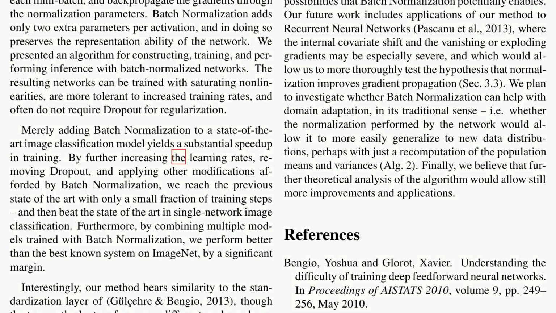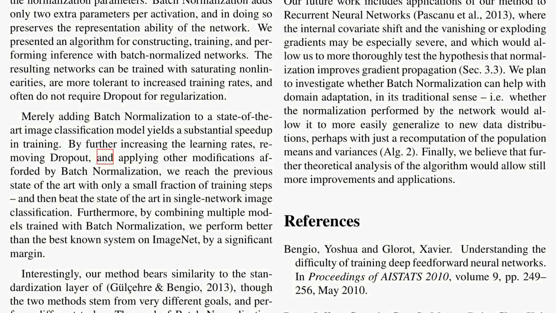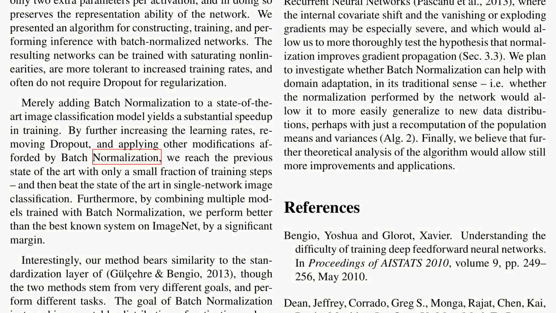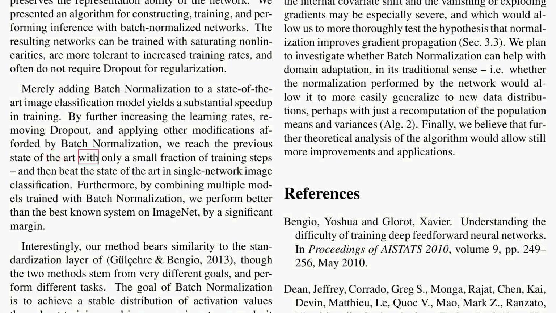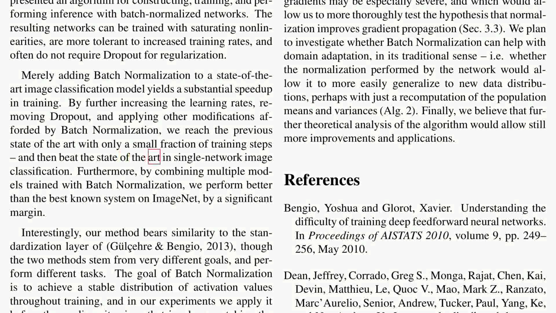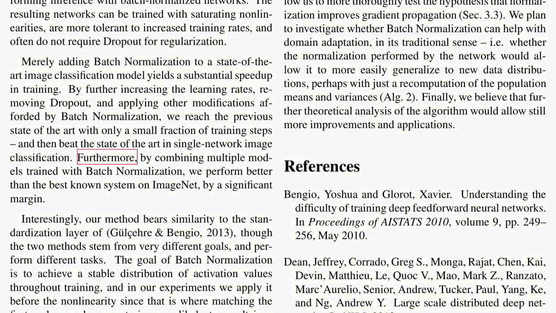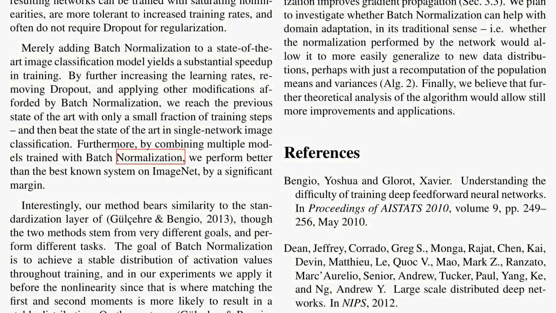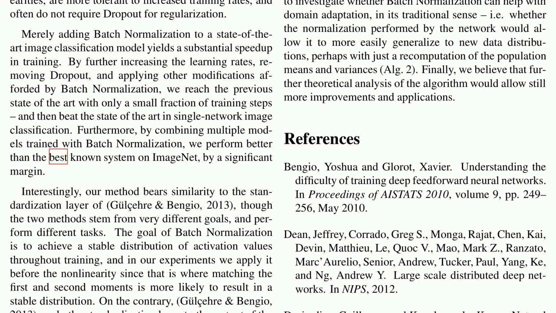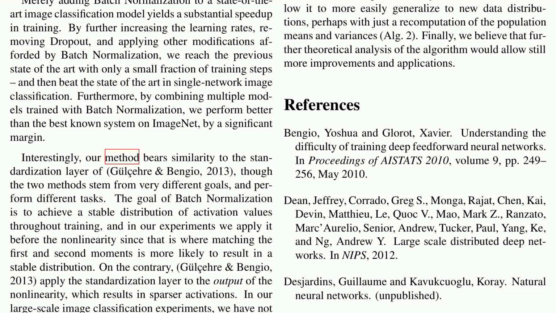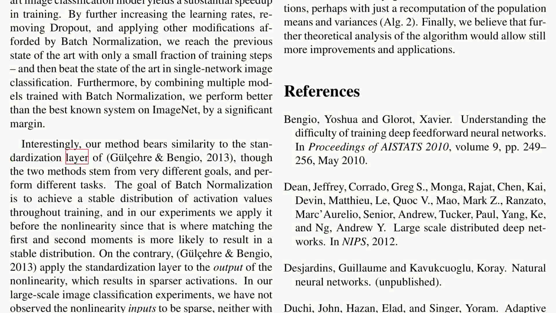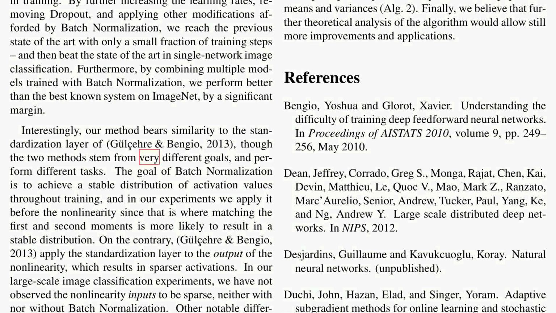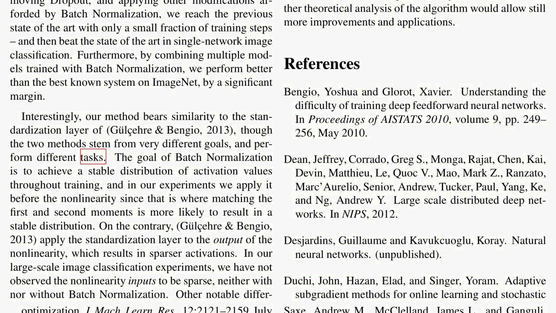By further increasing the learning rates, removing dropout, and applying other modifications afforded by batch normalization, we reach the previous state-of-the-art with only a small fraction of training steps, and then beat the state-of-the-art in single network image classification. Furthermore, by combining multiple models trained with batch normalization, we perform better than the best-known system on ImageNet by a significant margin. Interestingly, our method bears similarity to the standardization layer of [prior work], though the two methods stem from very different goals and perform different tasks.